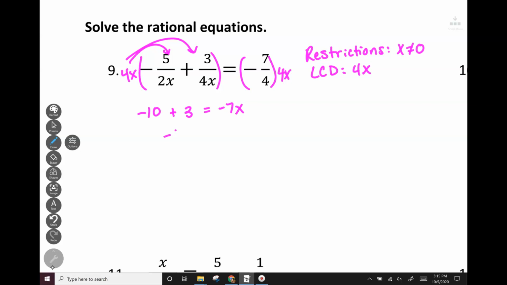Okay, now solving. So -7 equals -7x. Dividing by -7, x equals 1. That does not match my restriction. So you're done. That's the solution.